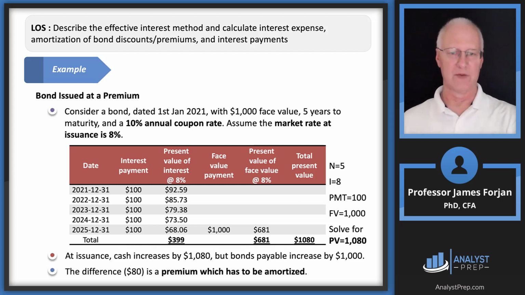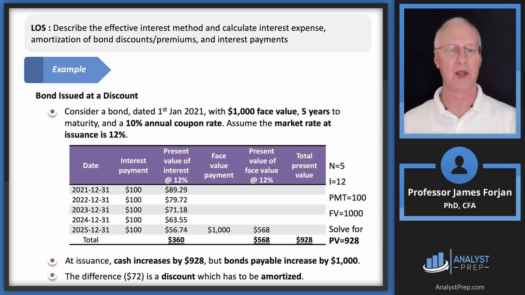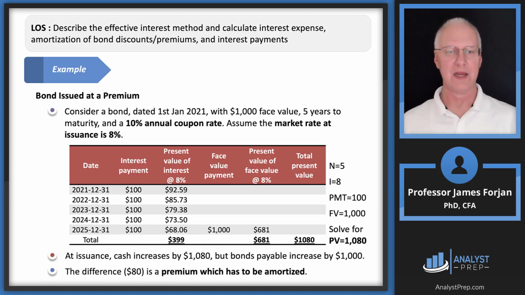So I'm not going to take you through this again. You can pause the video if you want. Down the left-hand column, just quickly, there are our years 1, 2, 3, 4, and 5. There's our coupon payment of $100 again, and there's the present value of our interest payment at now 8%. Let me just go back here. Here it was at 12%. Now here it is at 8%. And then there's the face value payment, et cetera. So you get $399 and $681. So there's the price of the bond: $1,080.